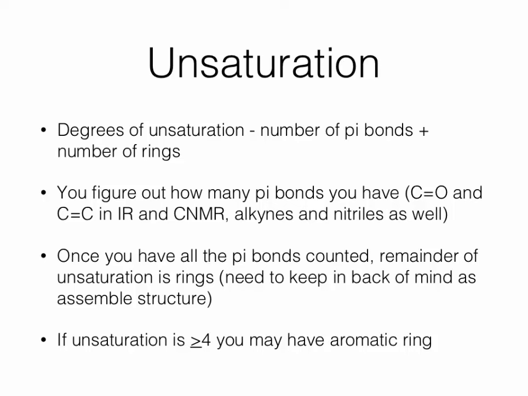Once you have all the pi bonds counted, the remainder of the unsaturation is rings, and you'll need to keep in mind that if you're going to get the right formula, you're going to need to have a ring somewhere if it is required by your degrees of unsaturation. Another good thing to keep in mind is that if your degrees of unsaturation is greater than or equal to 4, you may well have an aromatic ring.